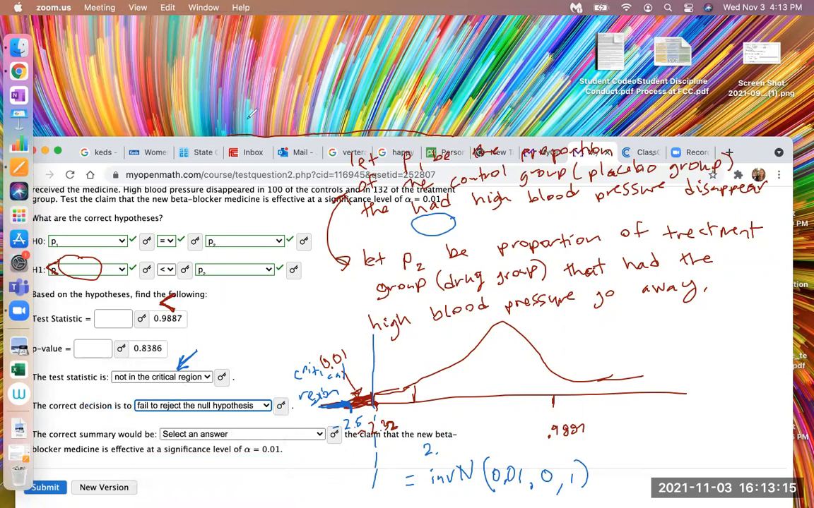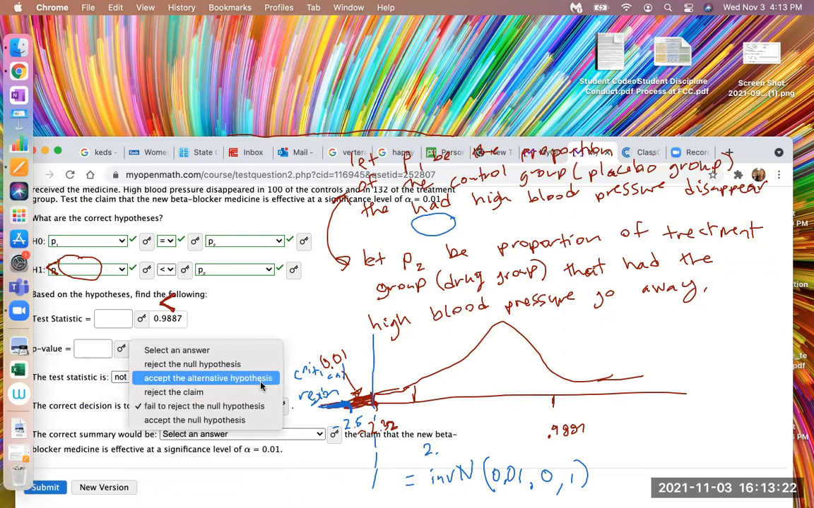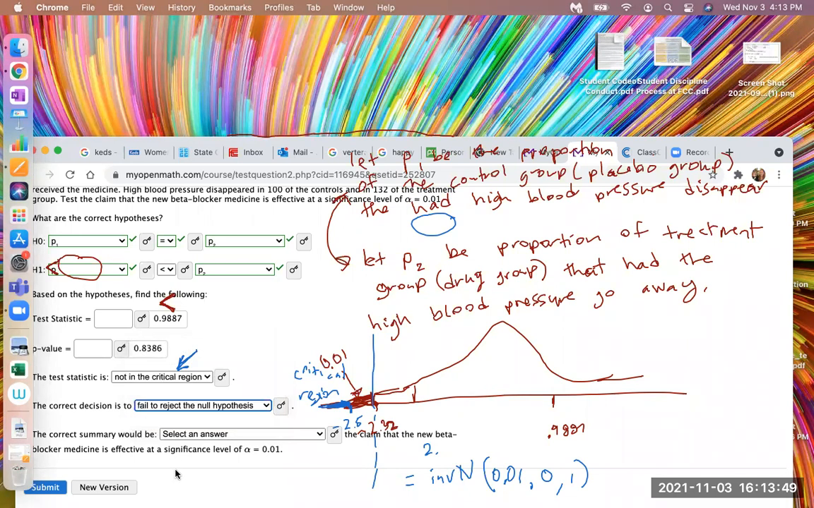Just a second here. We would never say that we accept the null hypothesis. And when we make a decision here, we don't say we accept the alternative hypothesis either. We really just say this in terms of the null hypothesis. Do we reject or do we fail to reject the null hypothesis in that decision making? Okay, so that's why we choose fail to reject the null hypothesis here.